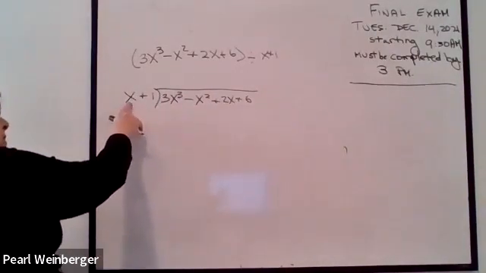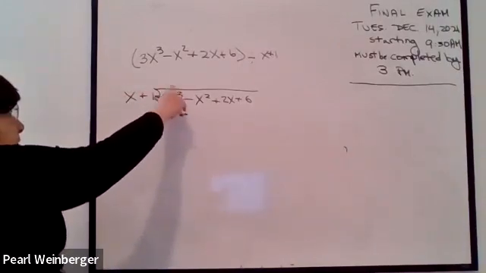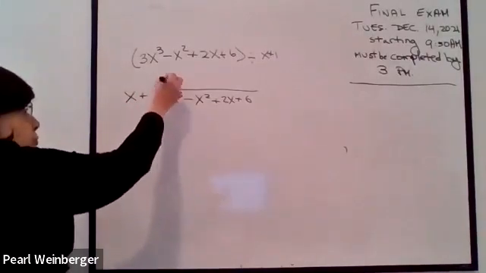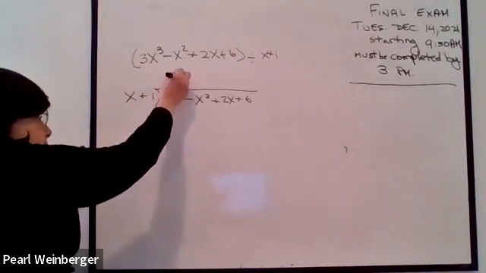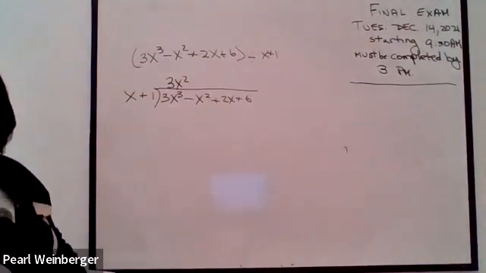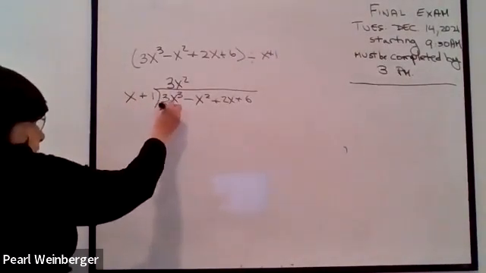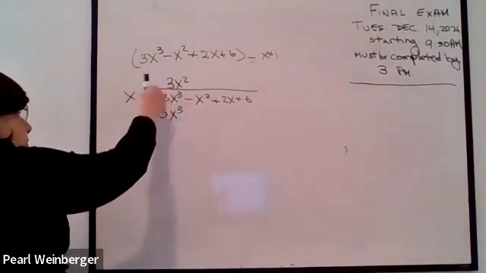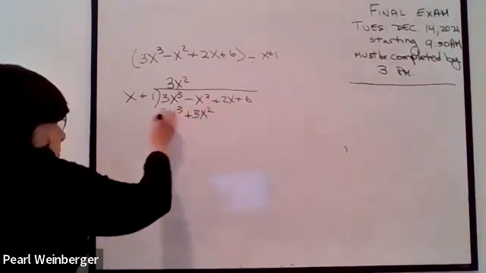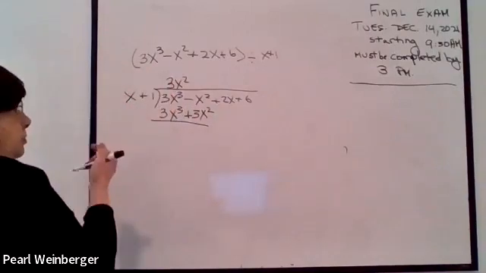And then what I do is I take my first term in my divisor, which is the x, and divide it into the first term of the dividend. So x into 3x cubed gives us 3x squared. And you put that on top. And then you do 3x squared times x, which is 3x cubed, and 3x squared times 1, which is 3x squared. So divide, now we multiply, now we subtract.